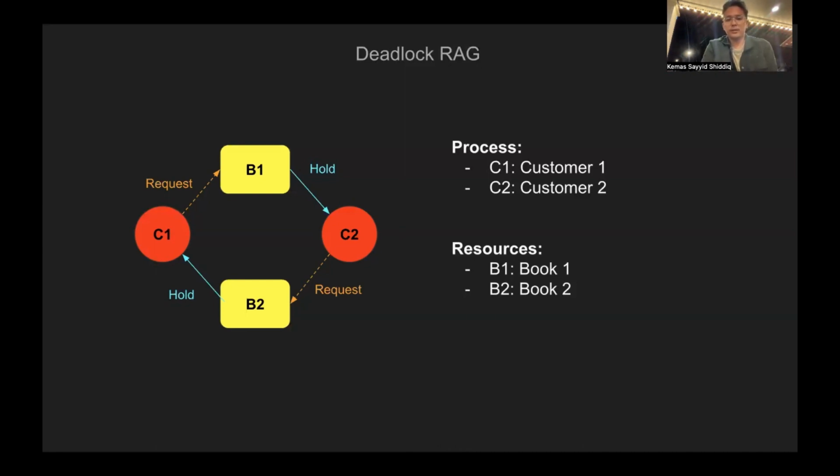So the difference between this one and the previous one is each of the books has only 1 copy. So that's why if customer 1 wants to borrow a book, meanwhile customer 2 is also borrowing the same book at the same time, it cannot happen. So that's why we call it a deadlock resource allocation graph.